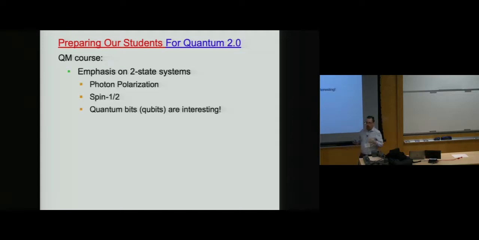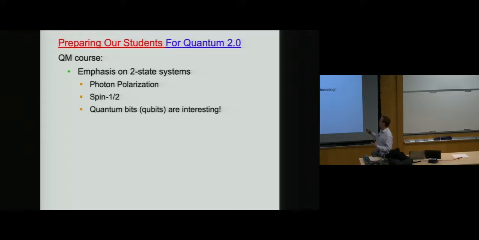So what do I think? I'm talking mostly about undergraduate, junior, senior level quantum mechanics. And I would say, why don't we place an emphasis on two-state systems? Photon polarization, spin 1/2, right? What are known in the language of qubits, quantum bits, simple two-state systems. The simplest quantum systems that you can imagine, okay?